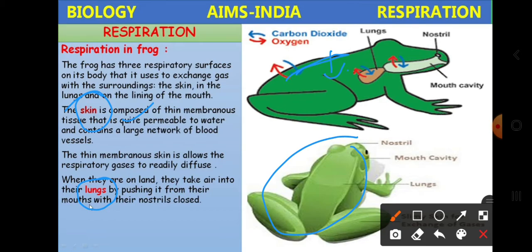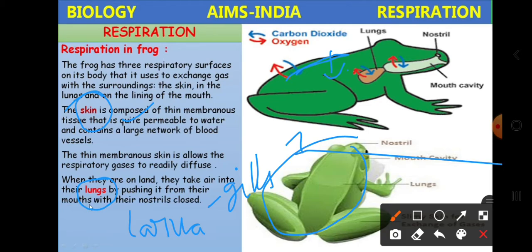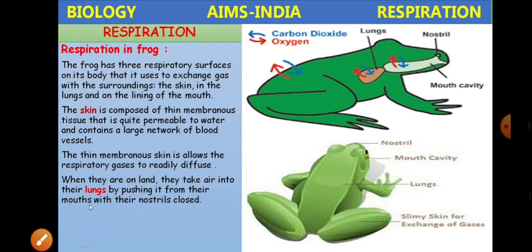The second one, when it is present on the land, it respires through its lungs, so we say it is pulmonary respiration. The same frog in its larva stage, the tadpole larva stage, uses its gills for respiration, so there it is branchial respiration. It is one such animal where you can see all three different types of respirations in its life cycle: cutaneous respiration, branchial respiration, and pulmonary respiration.